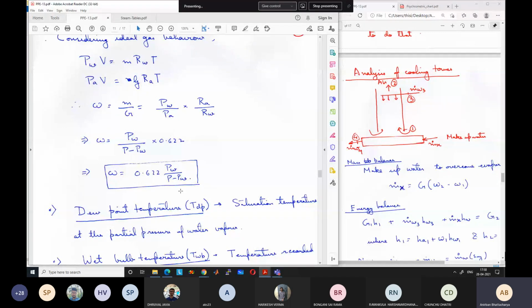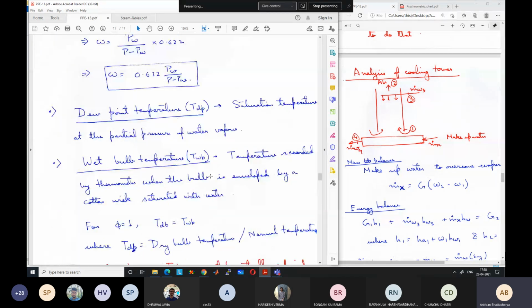Okay, and P will be the atmospheric pressure, so it will be known. So we can find out what is the humidity ratio, the mass of water vapor per unit mass of air. So if I have 100 kg per second of air flowing, what will be the mass flow rate of water vapor? That we can find based on this calculation, which is actually important for us to know. Then some other definitions you already know.